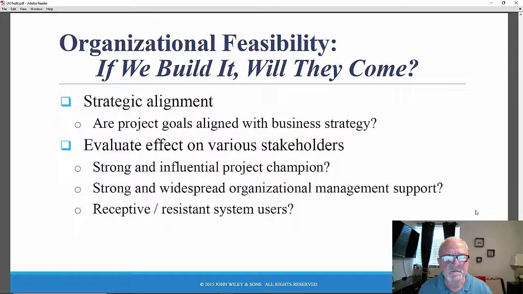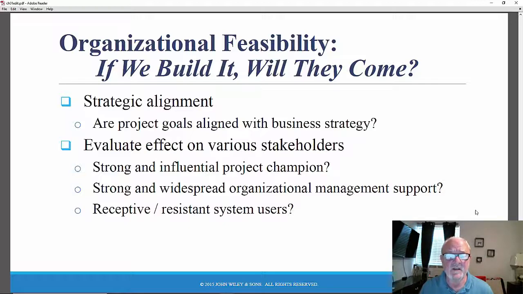Organizational feasibility. If we build it, will they come? Well, and of course what this means is if we build it, will the users accept it? And will the users use it? That's what the authors mean by will they come. Preferably, an information system, an organizational information system, achieves some sort of strategic alignment. That is, the project goals, the things that the information system will do, will enable and help the company achieve its business strategy.